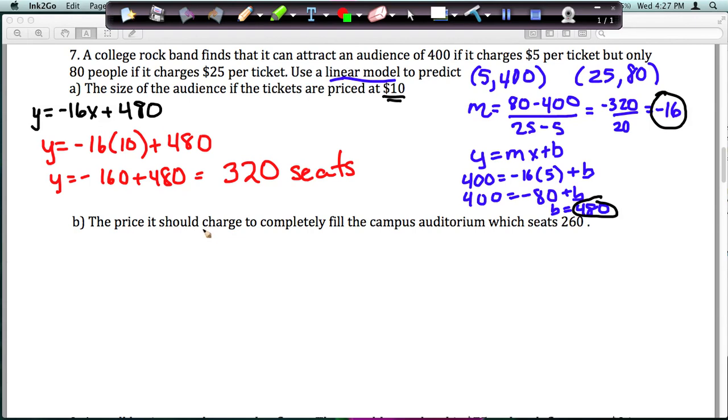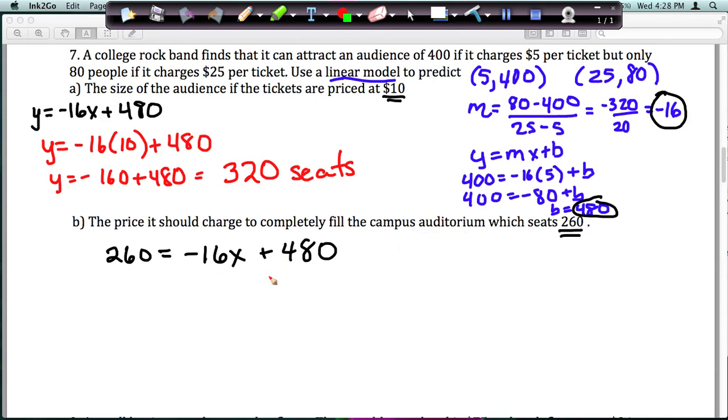Okay, B says the price it should charge to completely fill the campus auditorium, which seats 260. So in this case, I have the seats, which remember that's the y value. So I have 260, and I'm solving for x. I want to know the price it needs to charge in order to fill the auditorium. So this is the equation I'm solving.